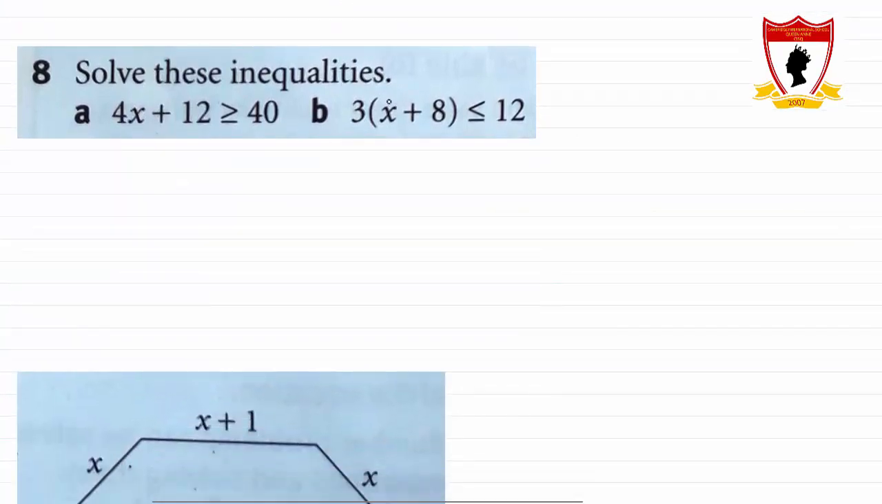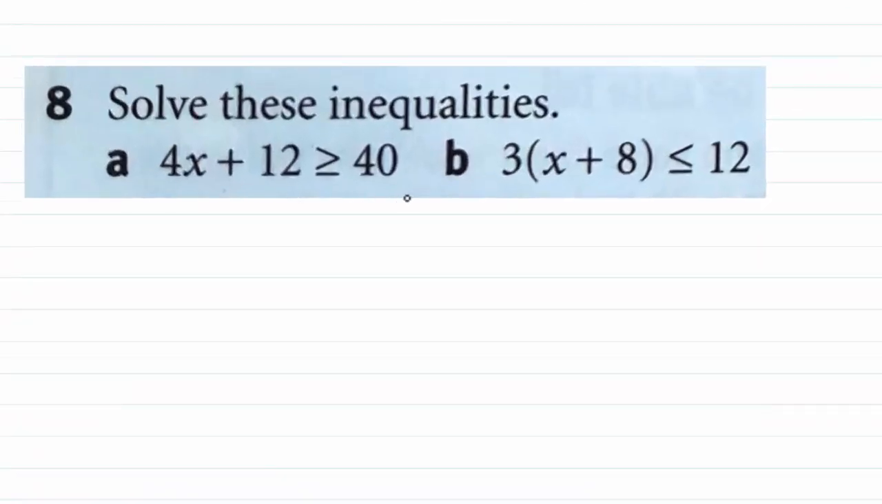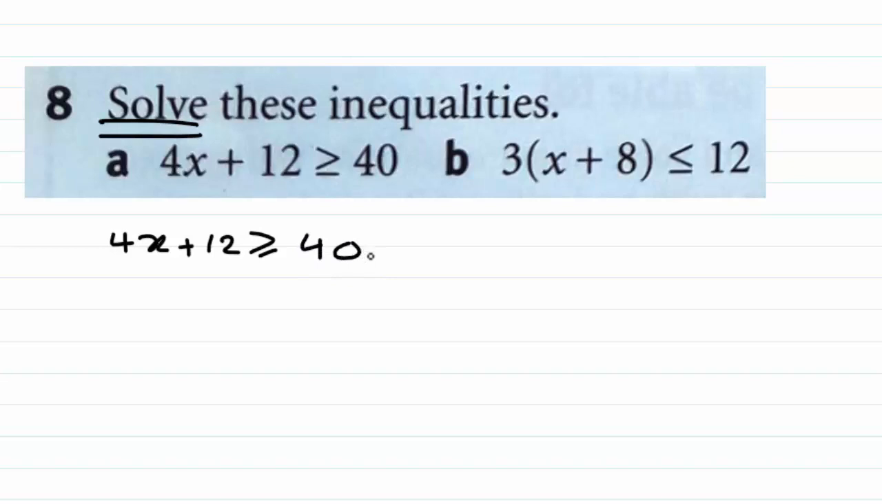Question 8. Solving inequalities. There is no such huge difference between solving inequalities or solving equations. Let's solve the first one. Whenever you see solve, it means keep x alone on one side and numbers on the other side. 4x plus 12 is more than or equal to 40. Firstly, we need to get rid of the 12: minus 12, minus 12.